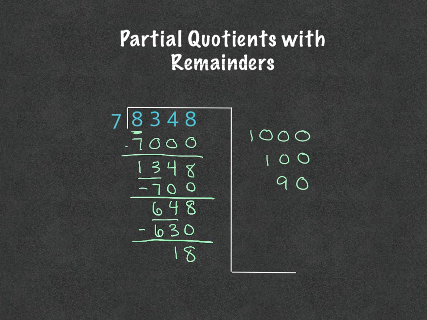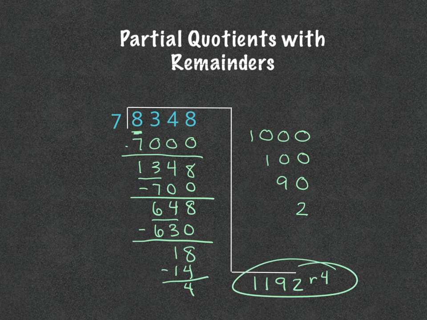We get 18. So now, how many times can 7 go into 18? 7 times 2 is 14. And we'd have 4 left. And since 4 is less than 7, that's fine to be our remainder. So now we're going to add up our partial quotients over here. So 2, 9, 1, 1,192 with a remainder of 4. All right, so that is partial quotients with remainders.